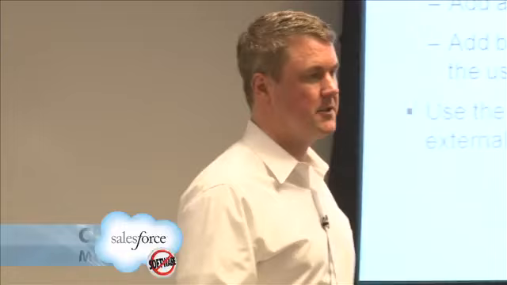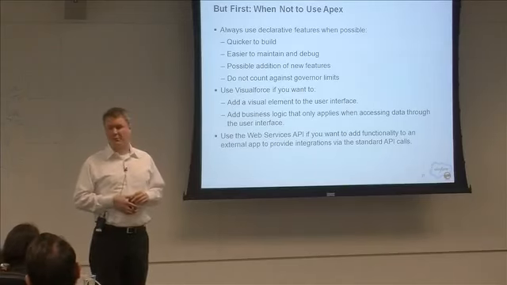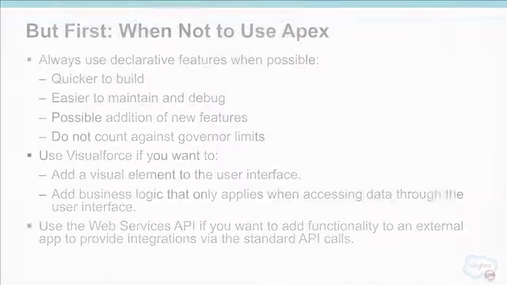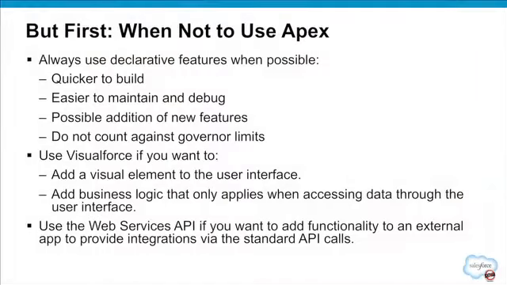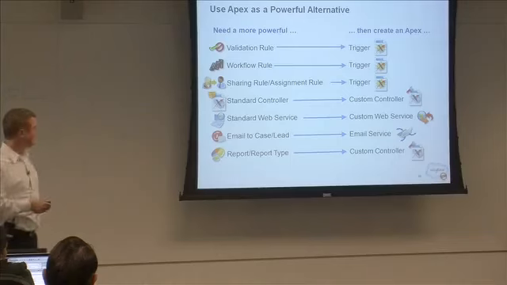You should always take a look at the setup menu and what can I accomplish in the setup menu as opposed to what am I going to program, okay? So in general, use declarative features. But often, those declarative features won't meet your business requirements. And therefore, one of the things you can do is you can think of Apex as, in many implementations, a more powerful version of these different declarative features, okay?